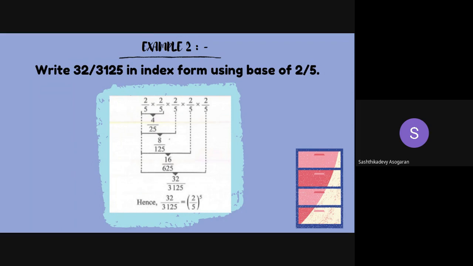For example 2, we have to write 32 over 3125 in index form using the base of 2 over 5. For this question, we also have to multiply 2 over 5 five times till we get 32 over 3125. Hence, 32 over 3125 equals 2 over 5 to the power of 5.